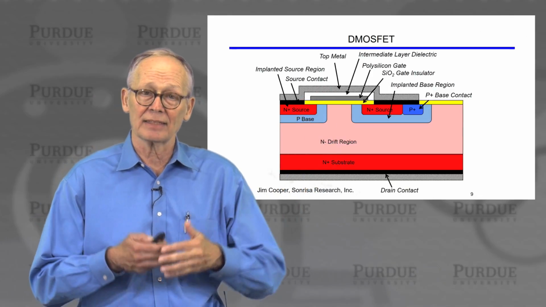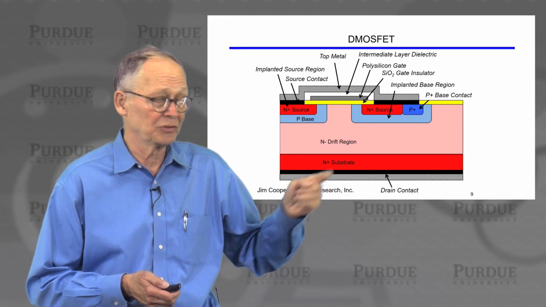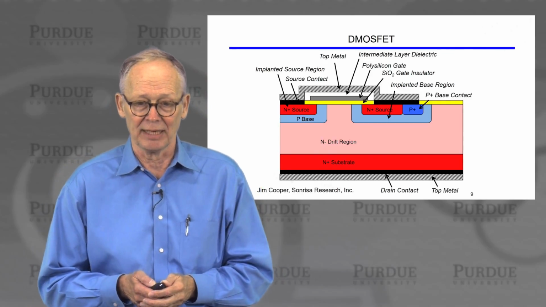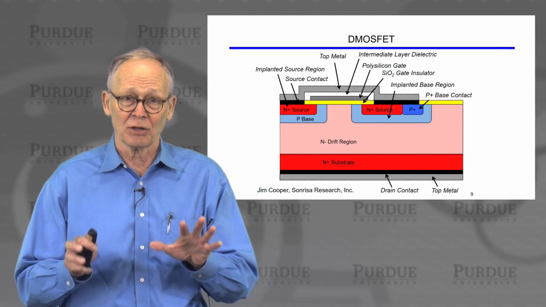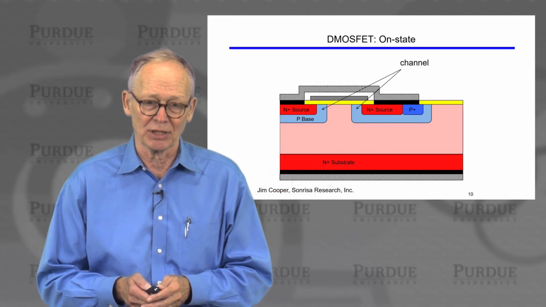There is a drain contact on the bottom of the transistor. So the current flow from source to drain is going to be vertical. The drain is on the bottom. There's a metallic contact there on the bottom. It's a metal on the bottom. So that's the basic structure of this diffused MOSFET, this D-MOSFET.